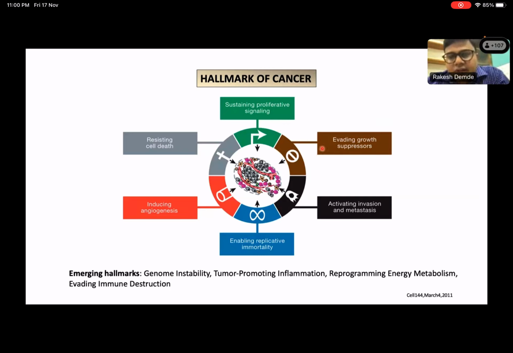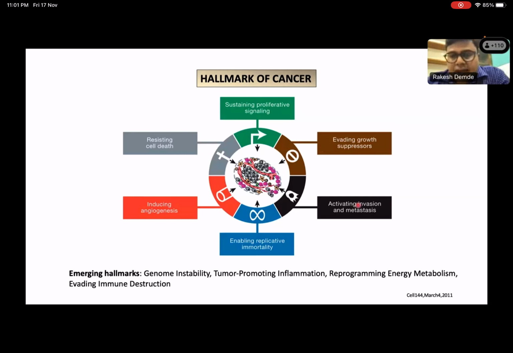Then we have evading growth suppressors. So there is a cancer cell and there is a tumor suppressor gene which tries to control the growth of a particular cell. There will be a mutation occurring in a particular cell which will evade the suppressive effect of a particular gene. So you can see the mutation which tries to evade this growth suppressor as a hallmark of cancer, and cells try to mutate to evade most of the growth suppressors. There can be gene mutations which evade this growth suppressor.